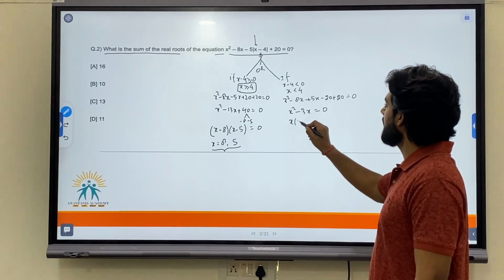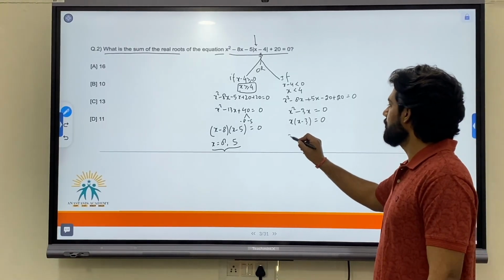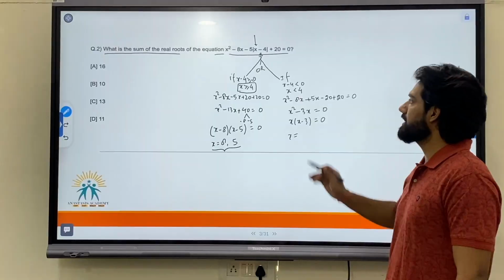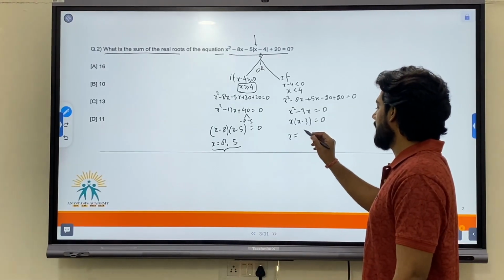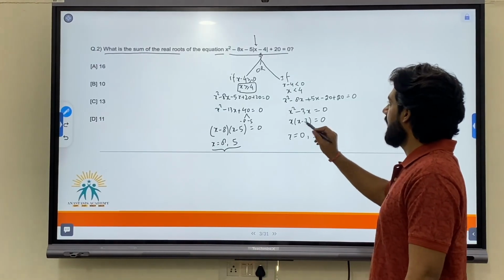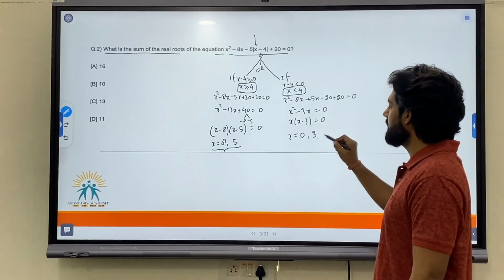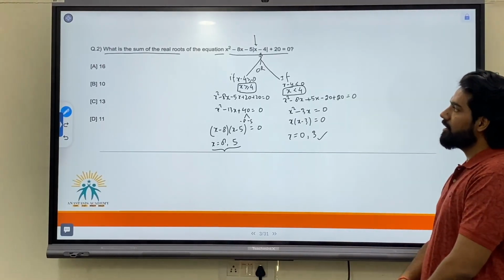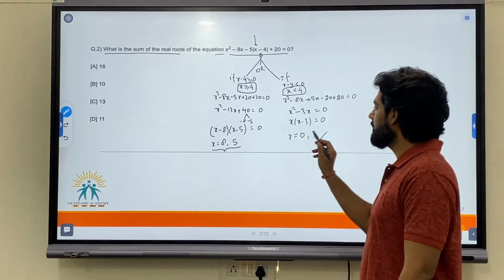So from here, x into x minus 3 equal to 0. These are the factors. So for the roots of this equation, if this is the case when x minus 4 is less than 0, the values of x I get are 0 and 3, and I know I have assumed the case as x is less than 4, both these values are acceptable. So real roots for this equation are 8, 5, 0 and 3.